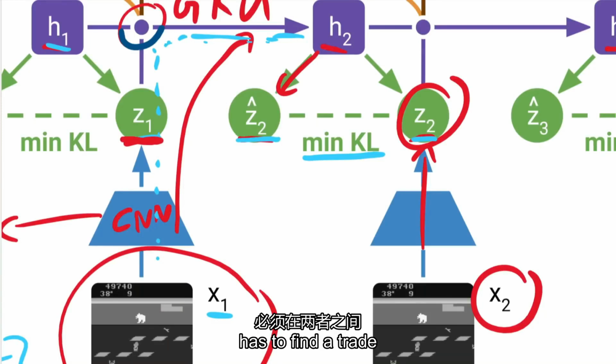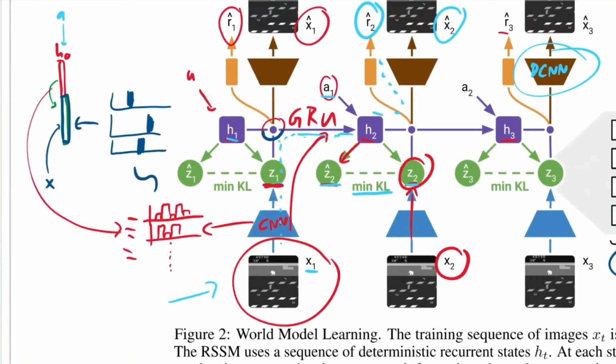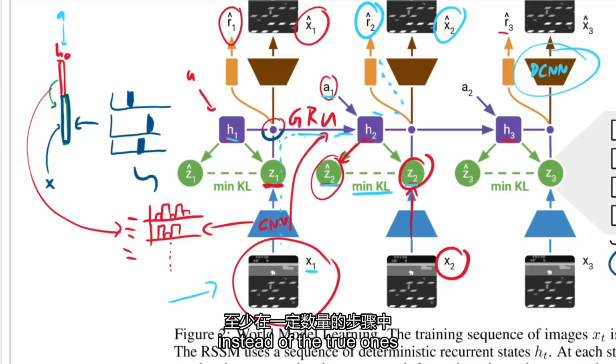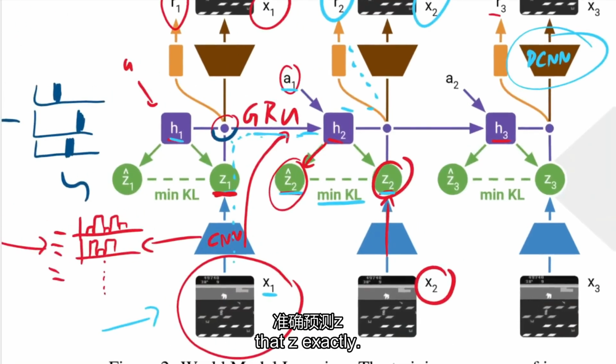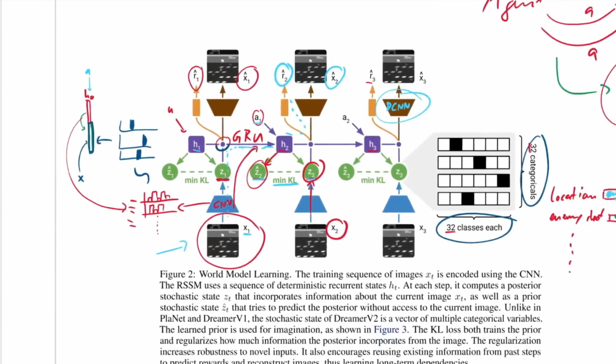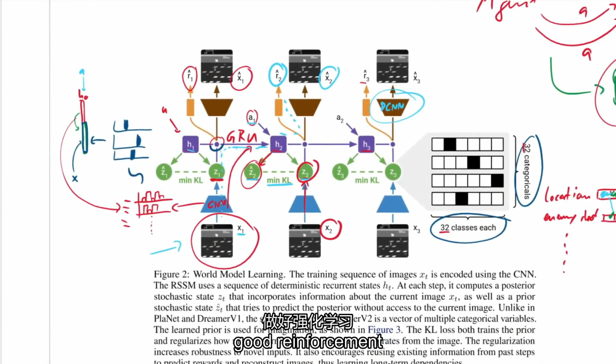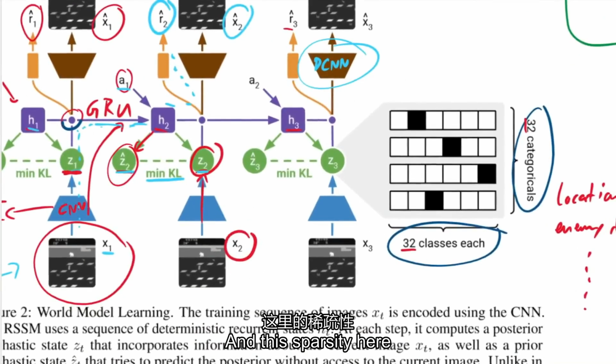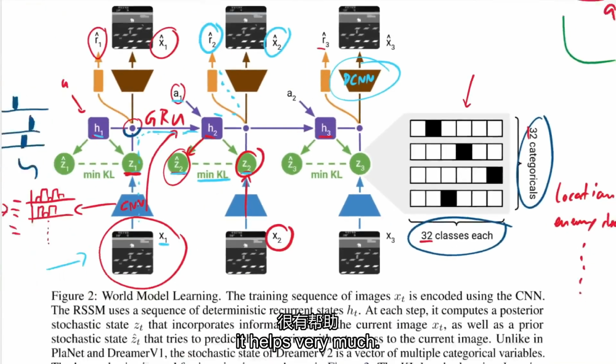So the model has to find a trade-off between the two, and if you engineer that trade-off correctly, you are able to use just the predicted z variables instead of the true ones, at least for a certain number of steps. I think they do 15 steps into the future during learning, and of course the errors accumulate because you're never able to predict that z exactly. However, it's enough to do good reinforcement learning, and this sparsity here, it helps very much.